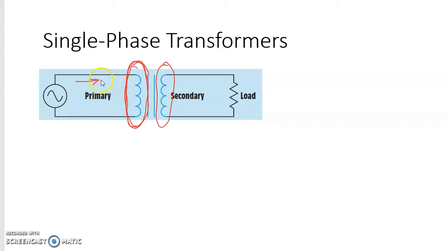That causes a current to flow through the wire, through the coil. That coil has a magnetic field generated around it. This magnetic field on the primary side induces a voltage on the secondary side. That's mutual inductance.